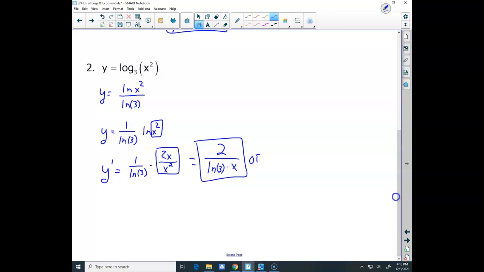Or 2 over x times ln 3. Doesn't matter how you write it, as long as you show you're multiplying, as long as you don't lose that x inside your log, you're okay. All right? So I realize that's cruising and bruising through fast.